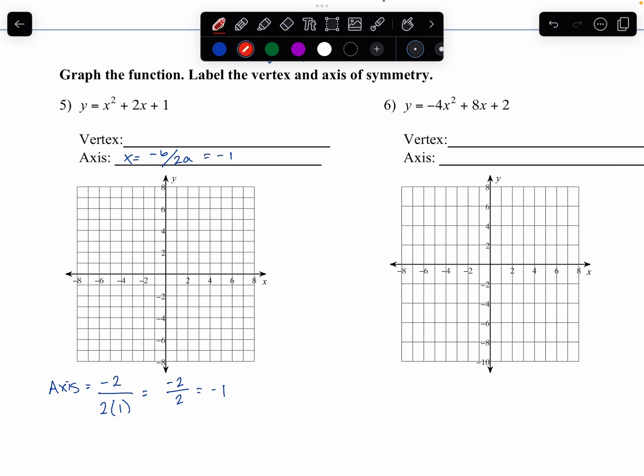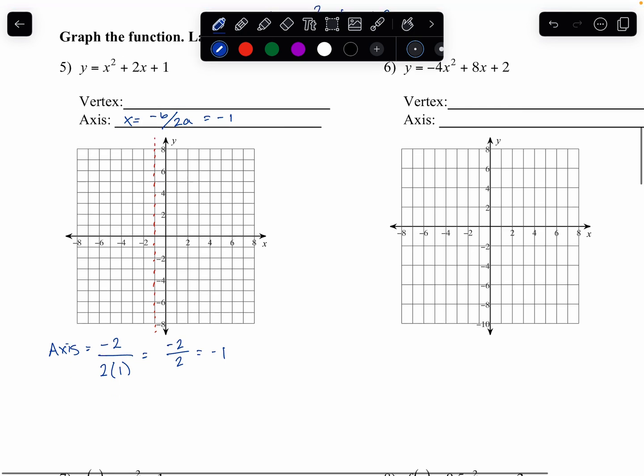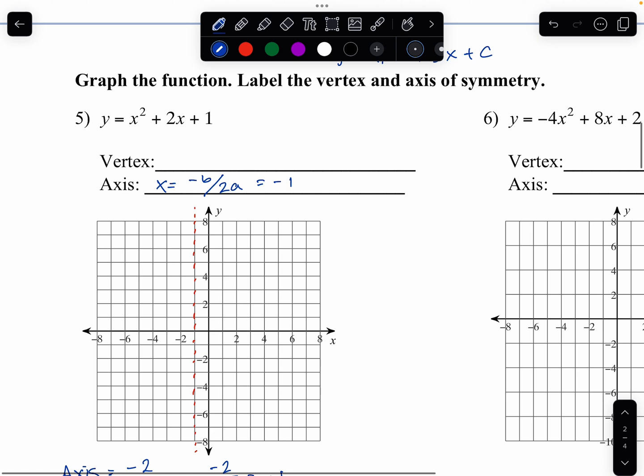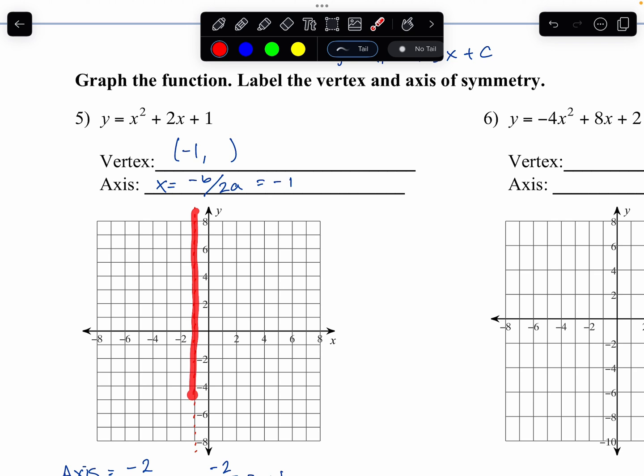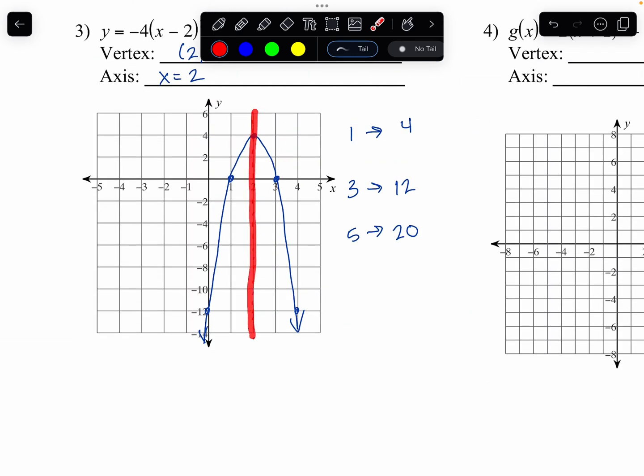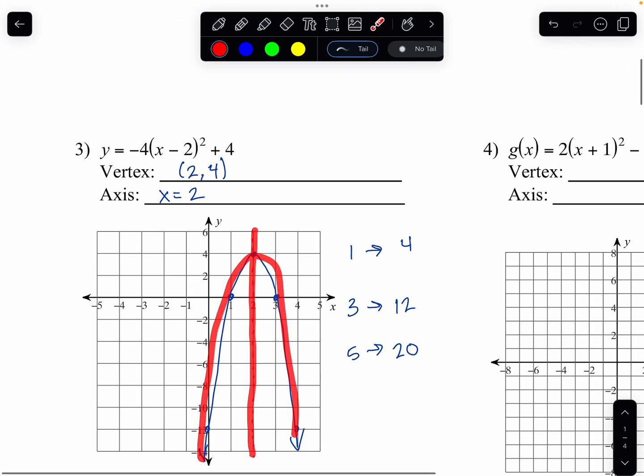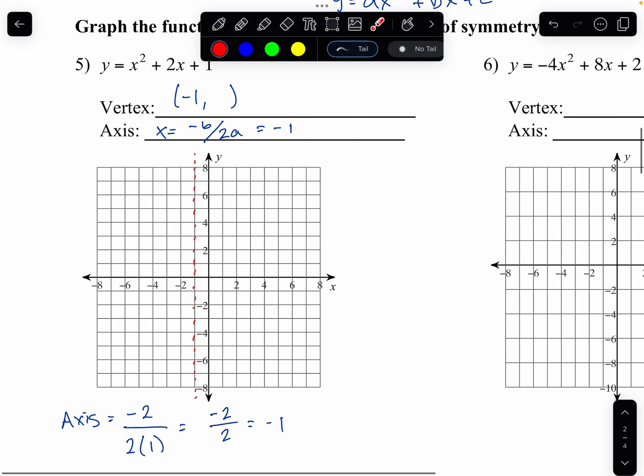So if it helps, you can draw that in here. So at the vertical line x equals negative 1, that right there is our axis of symmetry. And then to find the vertex, well, we've already found the x-coordinate. So the x-coordinate of our vertex will be the same as our axis of symmetry. Because I know that if this is where the graph is symmetrical, then the vertex has to be on this line. So the vertex has to be on the x-coordinate of negative 1. Now we just need to see how far up or how far down it's going to go.